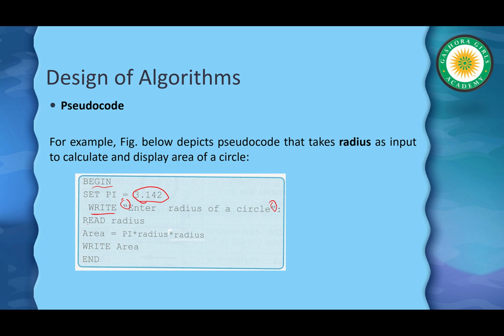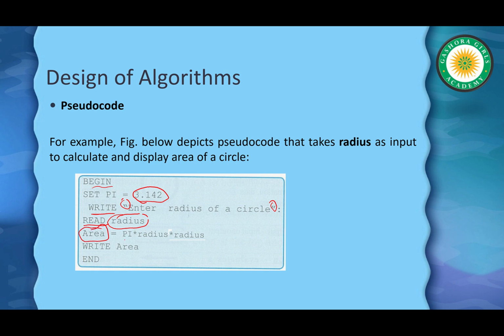Then here the keyword read means input, enter. So it tells the user to supply the value of the radius, and the value of the radius will be stored in the memory called radius. Then after here we are going to calculate the area.